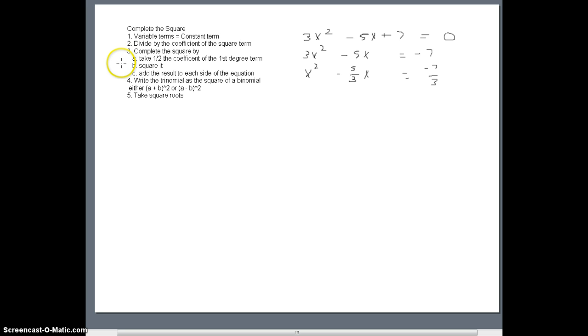Now you're ready to complete the square. To complete the square, first take 1/2 the coefficient of the first degree term. The coefficient of the first degree term is -5/3. Take 1/2 of -5/3. Leave the result as a fraction. After you take 1/2 the coefficient of the first degree term, square it. Leave the result as a fraction.